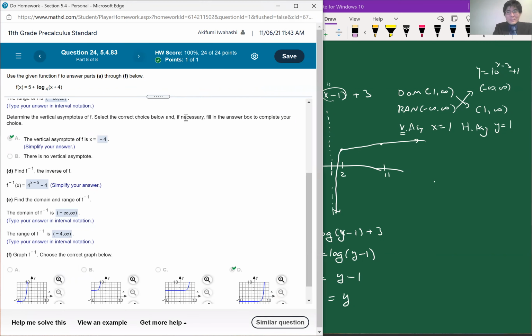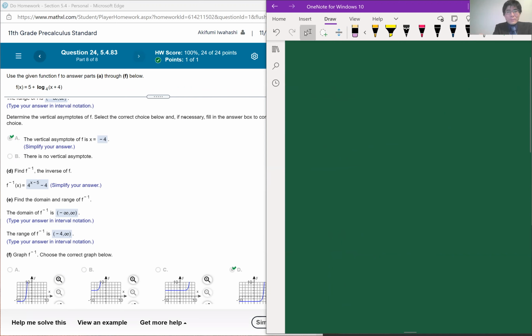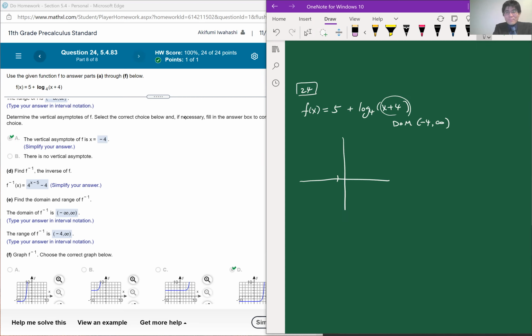Okay, another similar question. Number 24. I'm going to go quickly. Let's say we have a function, f of x is equal to 5 plus log base 4 of x plus 4. The domain of this function is any number greater than -4. Looking at this, it has a horizontal shift of -4. So here's a vertical asymptote.